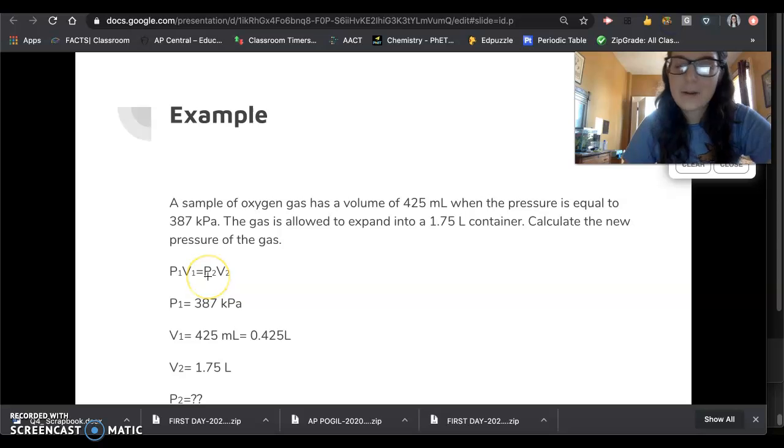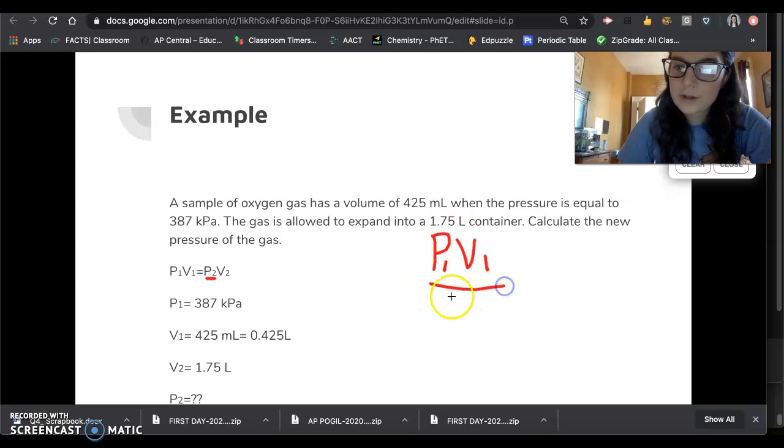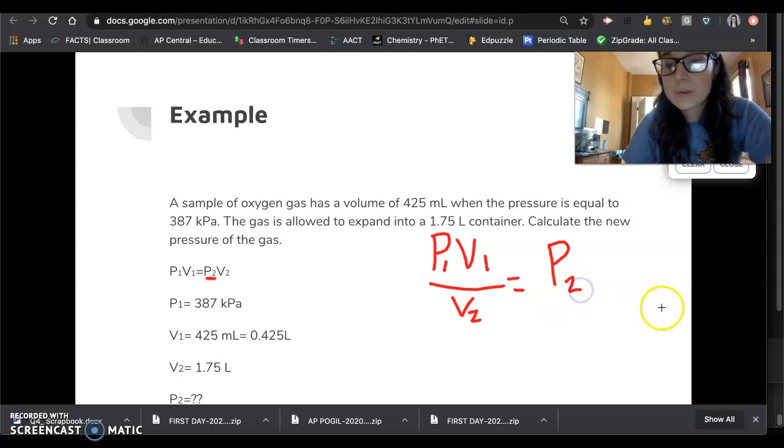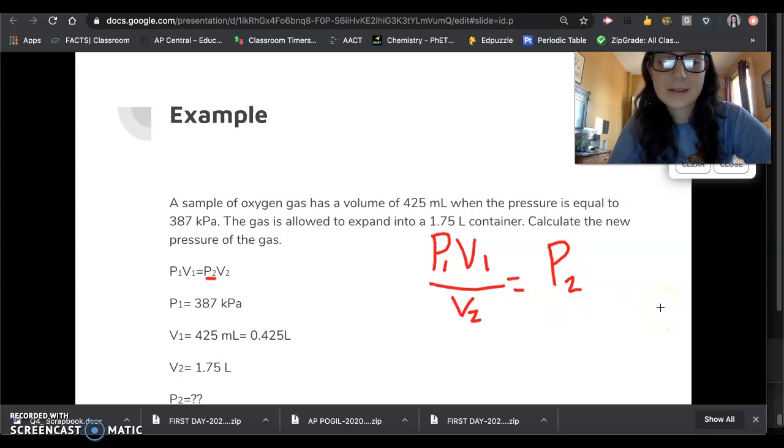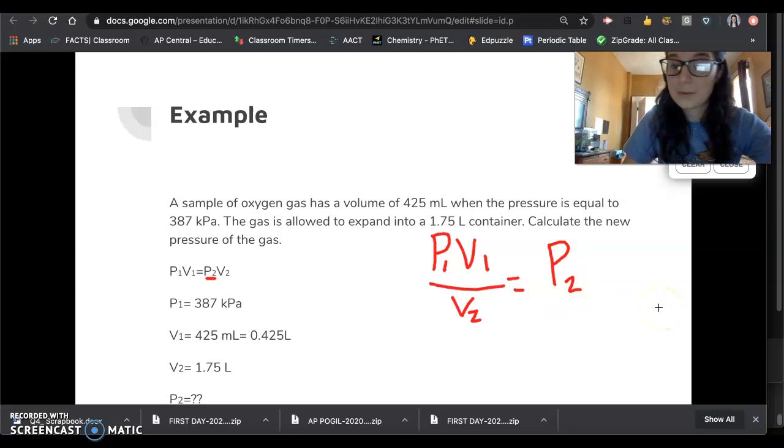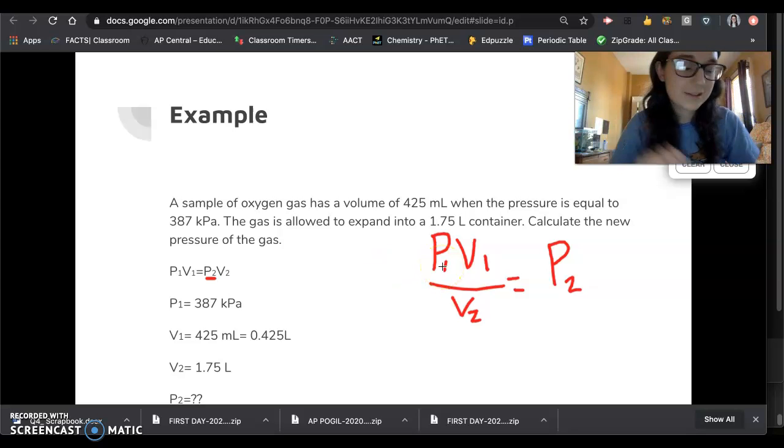So I can use this equation and essentially rearrange it to set it equal to P2. So to do this, I have to divide both sides by V2. So what we get in the end is P1 V1 over V2 equals P2. Once I rearrange my equation, it's a simple matter of what I say, plug and chug. You plug in the numbers, plug them into your calculator, and chug out the answer.